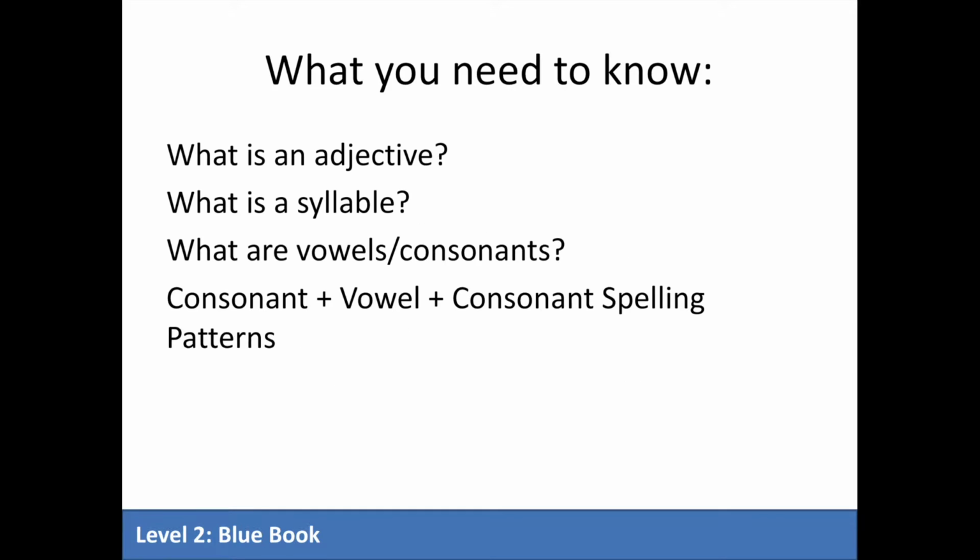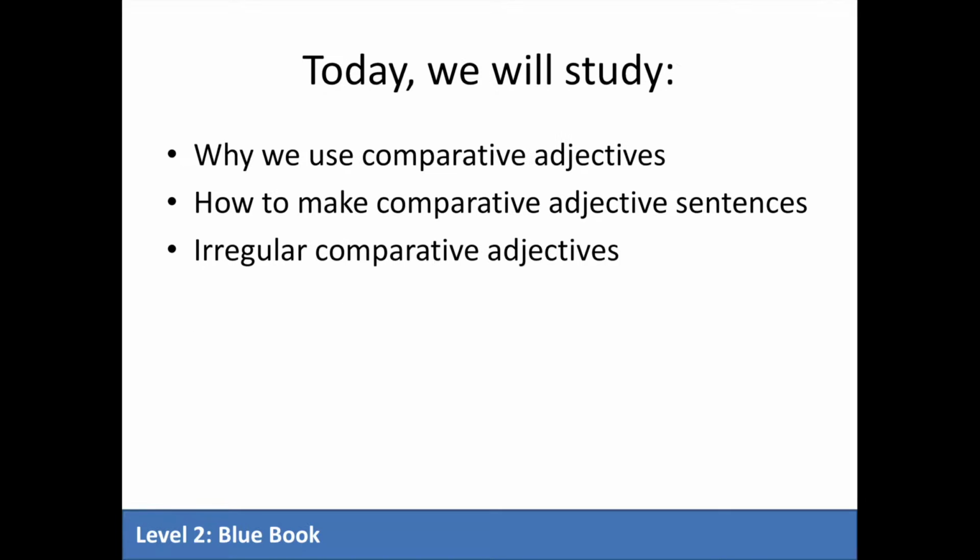Let's take a look. So for this lesson, you'll need to know what an adjective is. You'll need to know what a syllable is, as well as vowels and consonants. You'll also need to remember what consonant, vowel, consonant spelling patterns are. Again, if you don't know these things, that's okay. Take a moment to pause the video, look up the answers, and then come back.